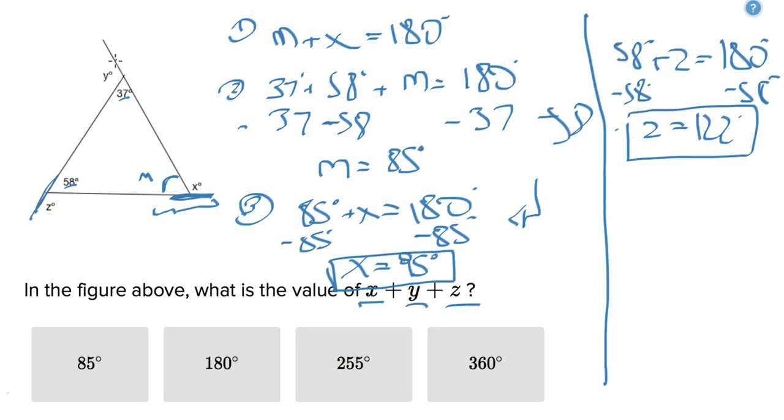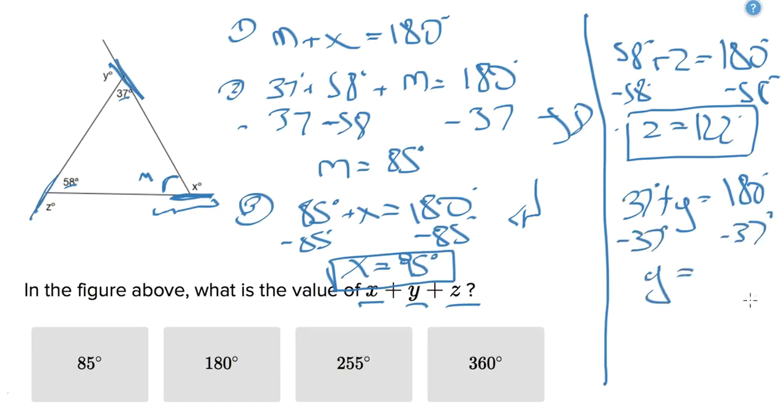And then we can do the same thing for y. So we know 37 degrees plus y equals 180 degrees. And now we're going to subtract 37 from both sides. And that's going to give you that y equals 143, even bigger. All right, awesome.